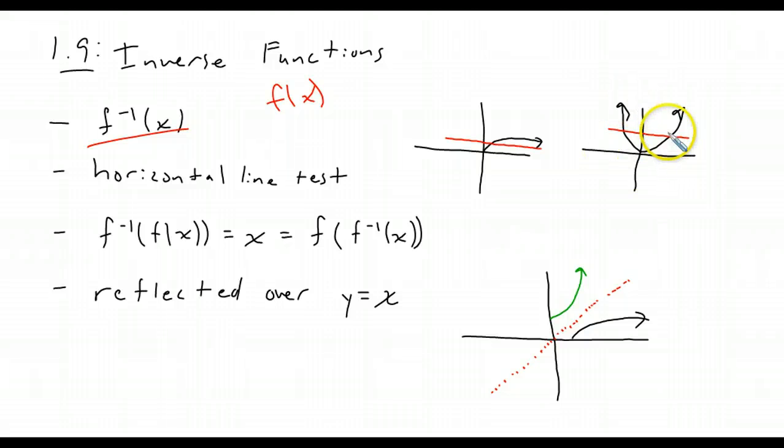Looking at the graph y equals x squared, notice that if I run a horizontal line test, it hits more than 1 point pretty much all the time. So this one does not have an inverse function.